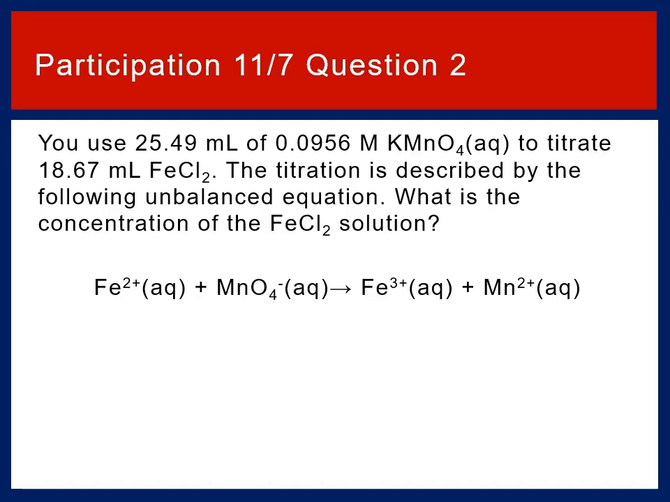Participation 11.7, question 2. You use 25.49 milliliters of 0.0956 molar KMnO4 aqueous to titrate 18.67 milliliters FeCl2. The titration is described by the following unbalanced equation. What is the concentration of the FeCl2 solution? Then we've got the equation Fe2+ aqueous plus MnO4- aqueous becomes Fe3+ aqueous and Mn2+ aqueous.